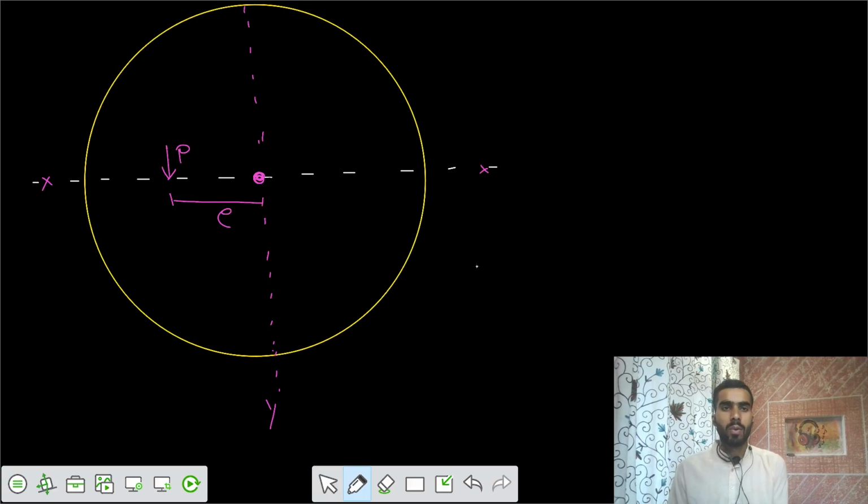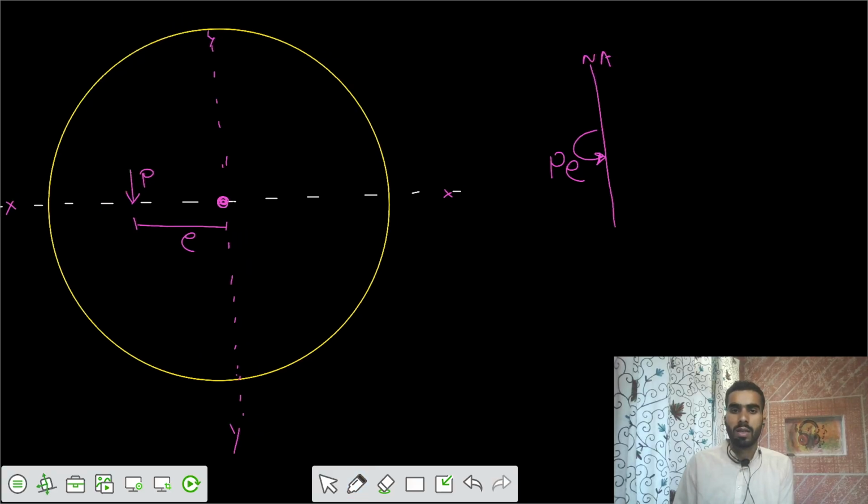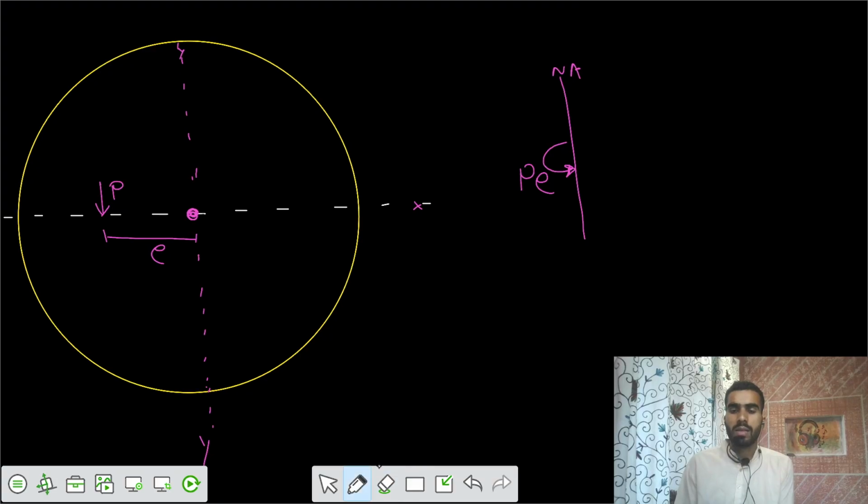So about the line YY, a development of moment is there, and it's in this way, anti-clockwise. So there's a development of moment that is P into E about this line. So that YY is your neutral axis. That means development of stresses would be there.